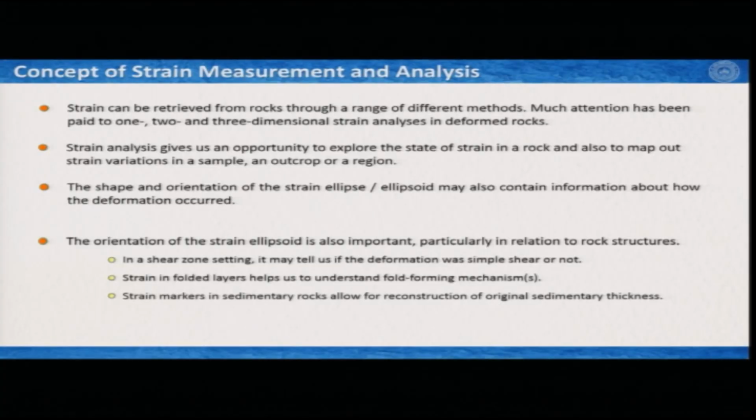So for example, you can think of a shear zone setting, we will learn about shear zones later, where you can figure out whether the deformation was actually simple shear or not. Then in a folded layer you can also do the strain analysis, and it can give you some ideas of fold mechanisms, how the fold happened in the past. And then some sedimentary rocks also have some markers, we will learn about it soon. These also give you some information on the deformation processes.